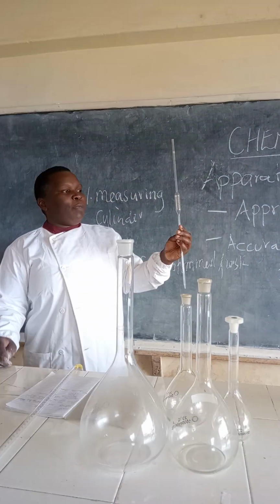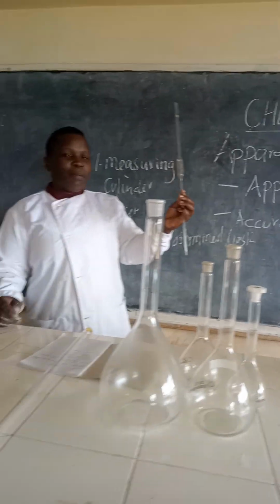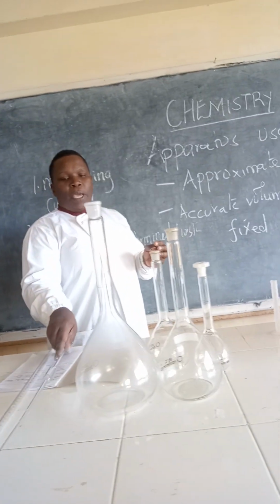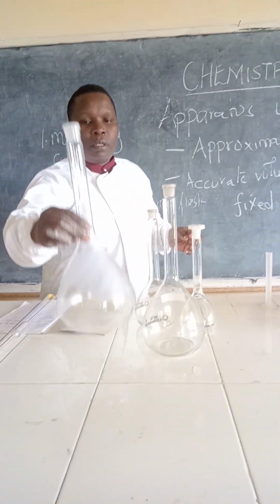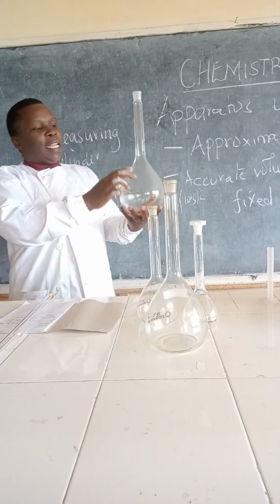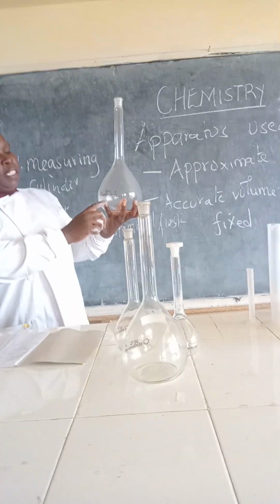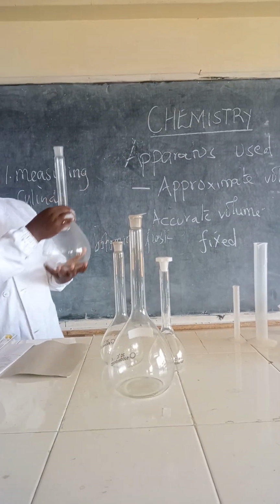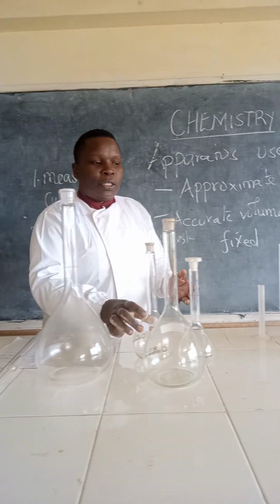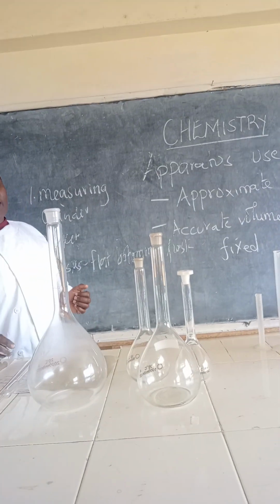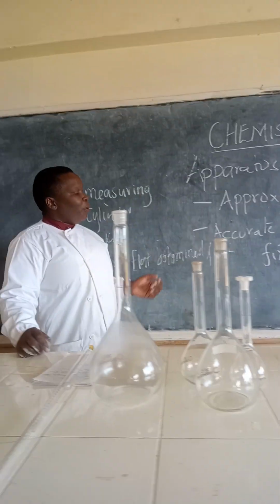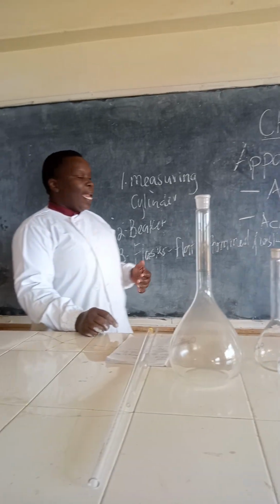Then we have a pipette. This one is used to measure about 25 cubic centimeters. Then we have this volumetric flask. It is used to measure 2 liters. It has a meniscus. So these are some of the apparatus used to measure fixed volume of solution.